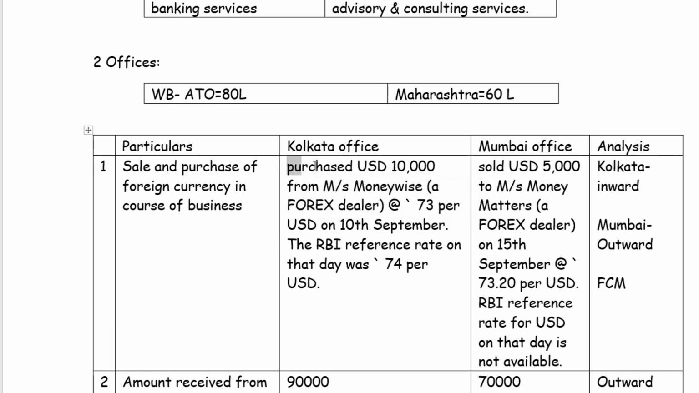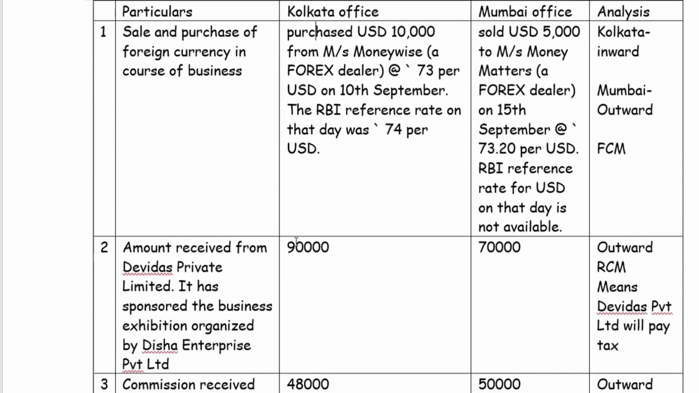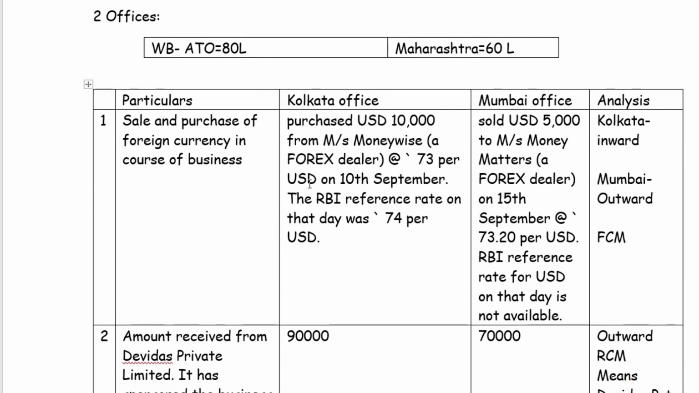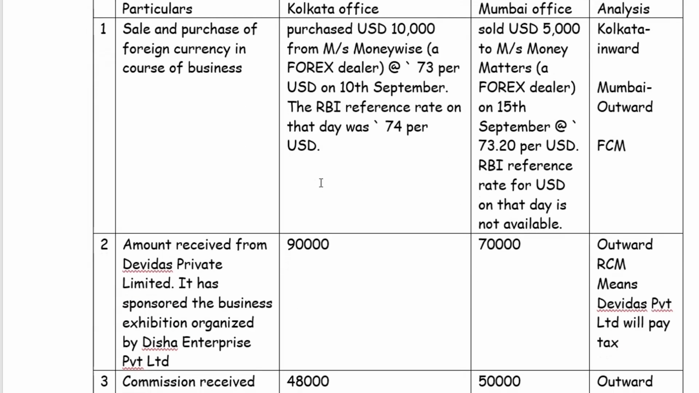Look here, in the case of the Kolkata office, what they have done is they have purchased. So it is inward supply. There is no question of paying the tax on this. So come to here, and this is not RCM, right? So there is no question of paying the tax here.